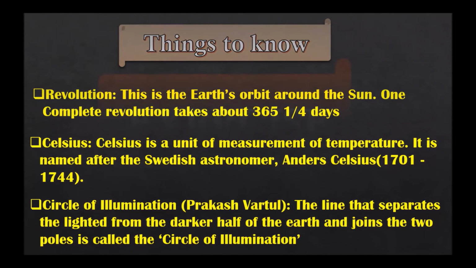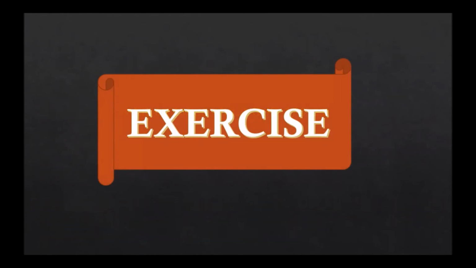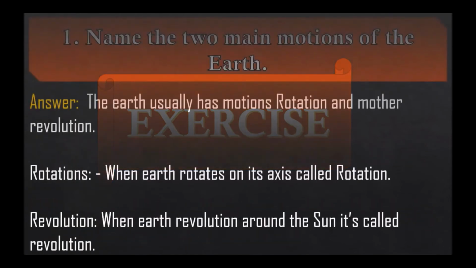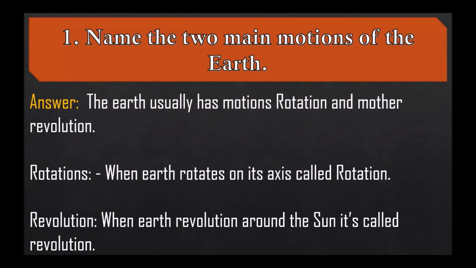Now let's do the textbook exercise. First question: name the two main motions of the earth. The earth has two motions, rotation and revolution. Rotation: when the earth rotates on its axis, it is called rotation. Revolution: when the earth revolves around the sun, it is called revolution.